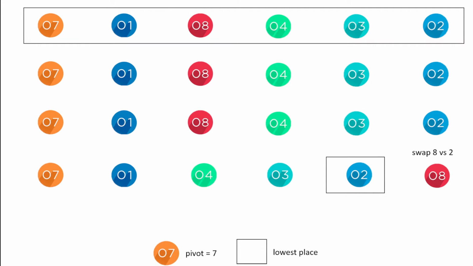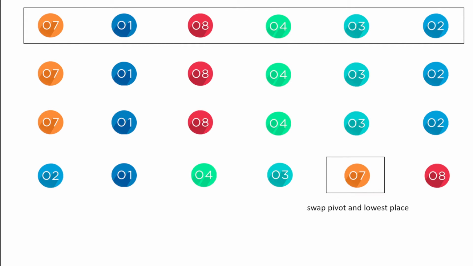So that way we can see that the higher numbers than 7, which in this case is only 8, has moved to the end, while the lower numbers, lower than 7, 1, 4, 3, 2, are now in the lowest place or lower. So can you see that we've got the lower numbers than 7 and the higher numbers than 7. So what we need to do now is, with that 2 in the lowest place, we swap it with the pivot. So now we've got the lower numbers than 7 in front of 7 to the left and the higher numbers to the right.